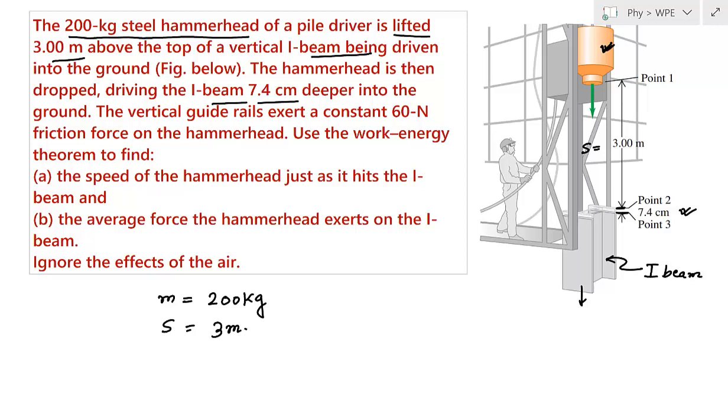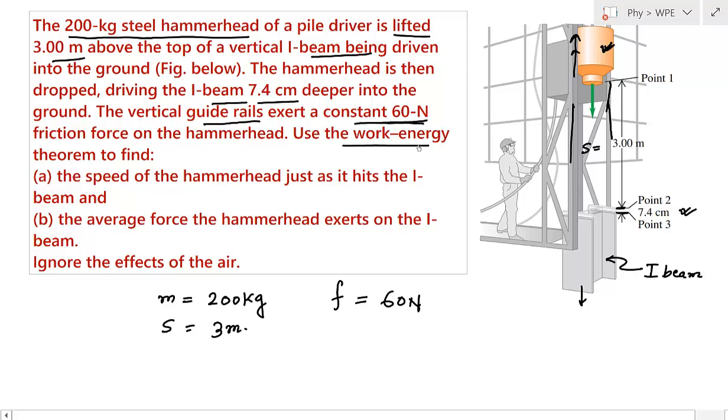Moreover, it is also given that the vertical guides, that is the rails, exert a constant friction force of 60 Newton on the hammerhead. So these are the vertical guides. Basically, this hammerhead is falling in the downward direction guided by these vertical rails. So the vertical rails are applying a friction force in the upward direction, and the magnitude of the friction force is given. This is 60 Newton. So let's write friction force magnitude, that is 60 Newton.